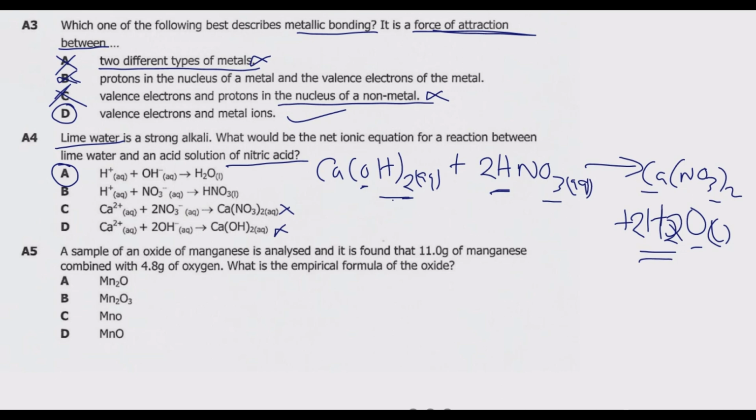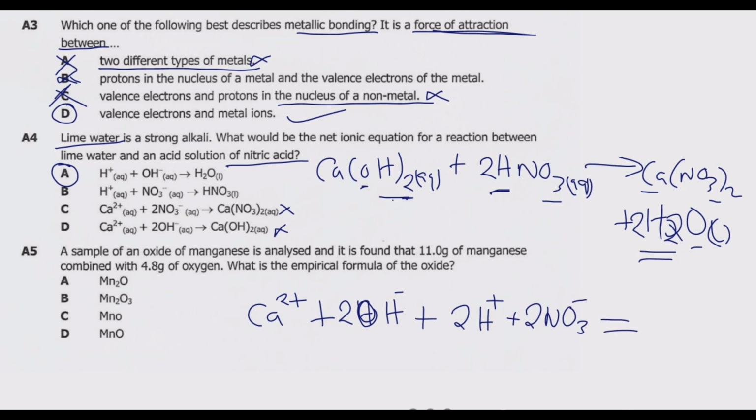So from here we can proceed to write it in ionic equation. Write calcium here. Because of this 2, it has 2 positive charges. Then plus the hydroxide part, which because of this 2 is going to be 2 OH with a negative. Then plus 2 hydrogen positive, plus the 2 nitrate ions, which is also negative.